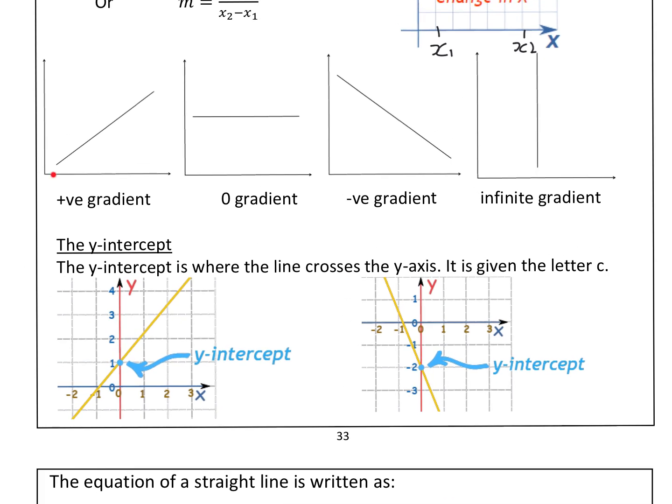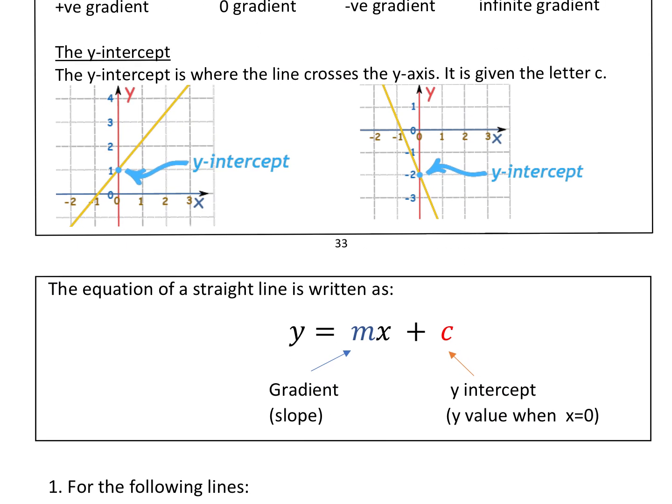If the gradient is positive, that means from left to right it's going uphill. If there's a 0 gradient, it means the line is flat or horizontal. A negative gradient means if we're going from left to right, it's going downhill. And actually, if you've got a vertical line, that would mean you'd have an infinite gradient. If you try to draw a triangle, the rise is infinite. So you wouldn't see that very often, but it is what it is.